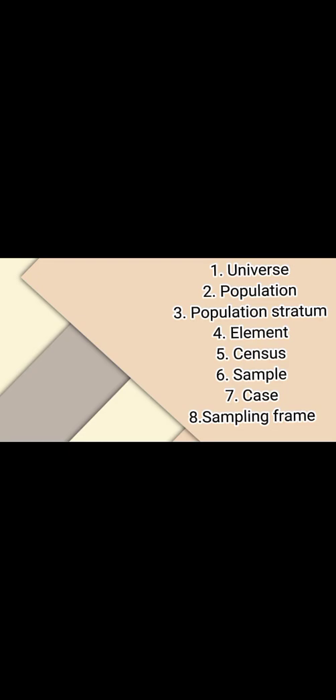Sampling. As was indicated earlier, sampling is often one of the most crucial steps in survey research. Basic terms and concepts. Before considering some standard techniques of sampling, it is important to have an understanding of the following basic terms and concepts related to sampling. 1. Universe. 2. Population. 3. Population stratum. 4. Element. 5. Census. 6. Sample. 7. Case. 8. Sampling frame.